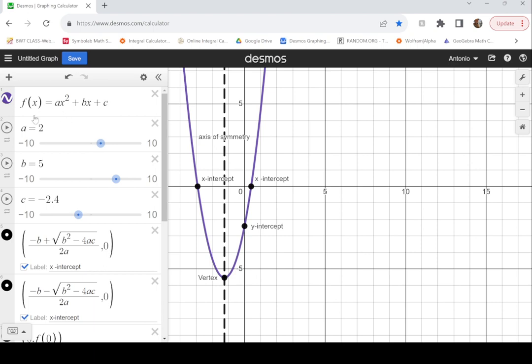So here we have our general quadratic formula. Later, we'll introduce the vertex form and standard form, and we'll look in depth at how to find all of these different quantities: the x-intercept, the y-intercept, the vertex, and the axis of symmetry. Okay, thank you.